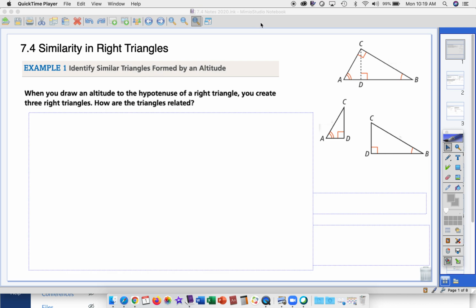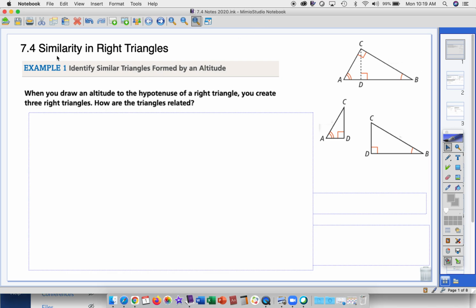Hello geometry students, and welcome to lesson 7.4 on similarity in right triangles. In example 1, we are going to identify similar triangles that are formed by an altitude. So when you draw in an altitude to the hypotenuse, meaning CD, of a right triangle, you create 3 right triangles. How are the triangles related?